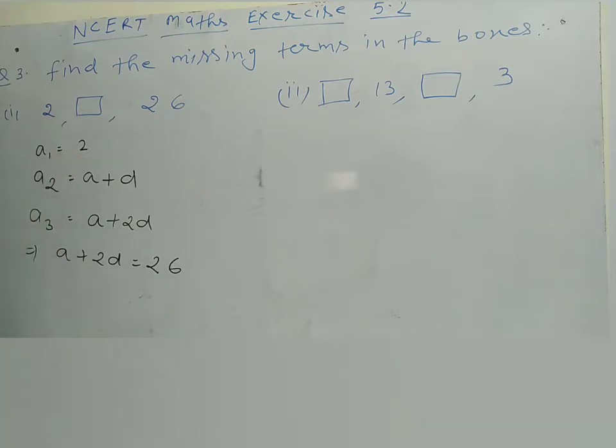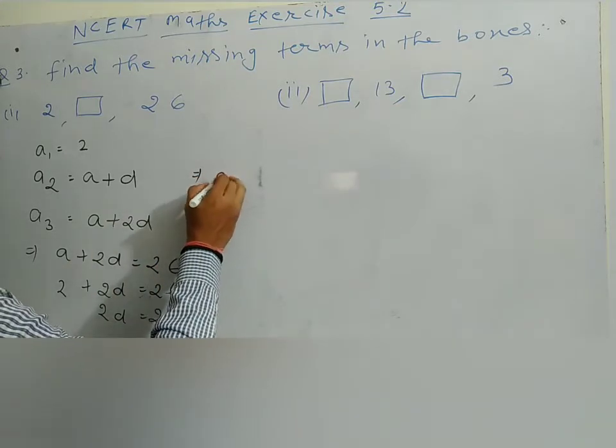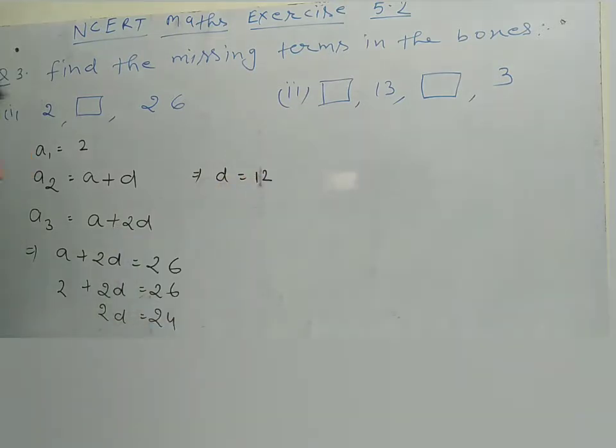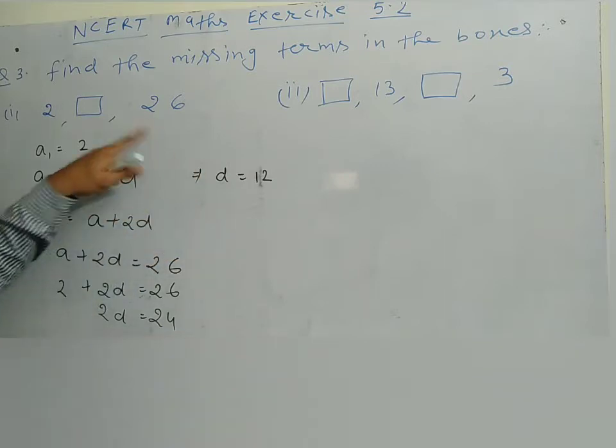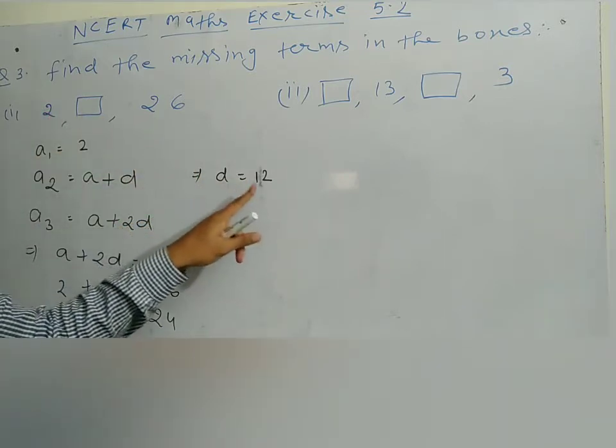A1, 2 are A, same. So in place of A we can put 2. 2 plus 2D is 26. So we can write 2D is equal to 24. This 2 has been transferred to the other side, so we get 2D is equal to 24. So we can write D is equal to 12. So you can say for this question I got D is equal to 12.